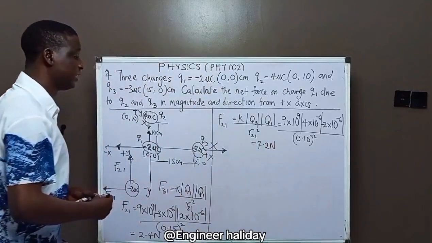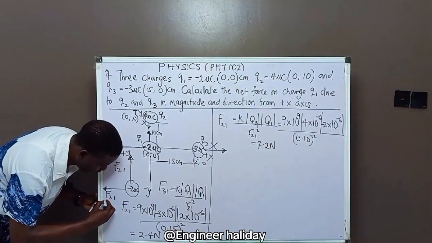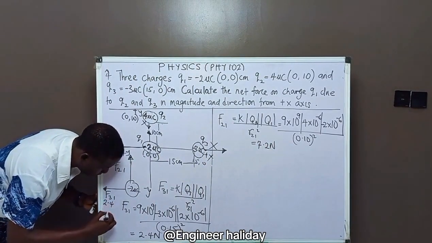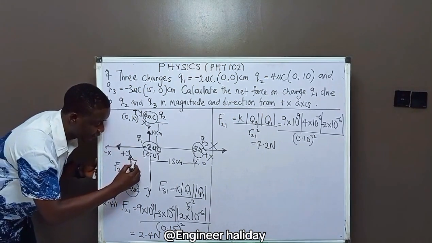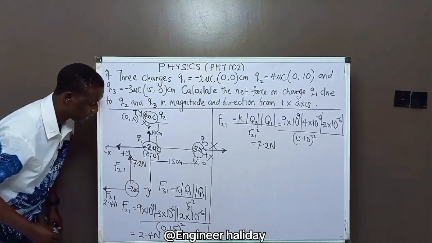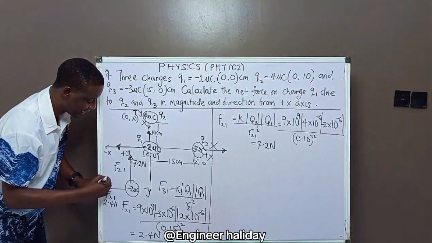So now that we have gotten the two of them, let's put them into this place now to form a coordinate system. This one is 2.4 Newton, while this one is 7.2 Newton. Now don't forget that x is I, this is the negative x axis.